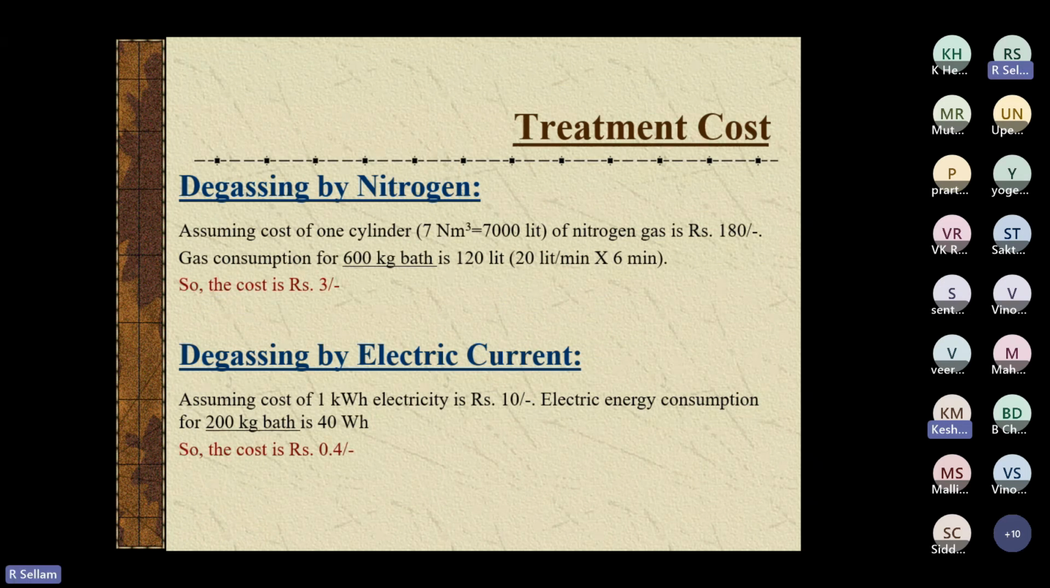Now, the treatment cost. A cylinder contains 7,000 liters of nitrogen. This is a rough estimate: for a 600 kg bath, 20 liters for 6 minutes, the cost is around ₹3. But for electric degassing by electric current, the cost is established in the next slides. Assuming the electricity rate is 10 rupees, its cost is around 40 paisa, or 0.4.